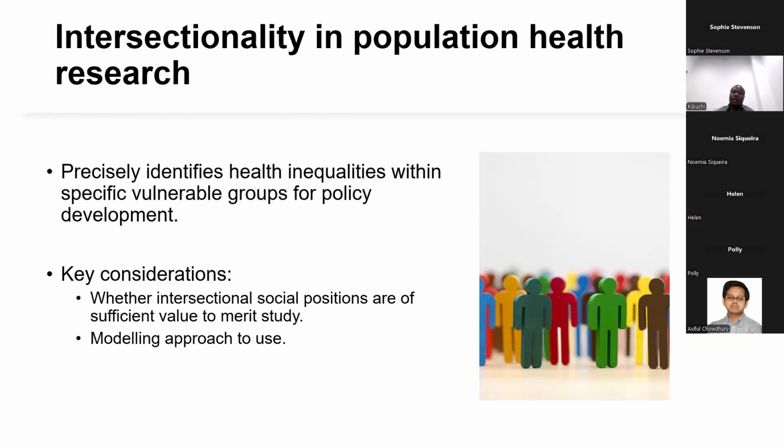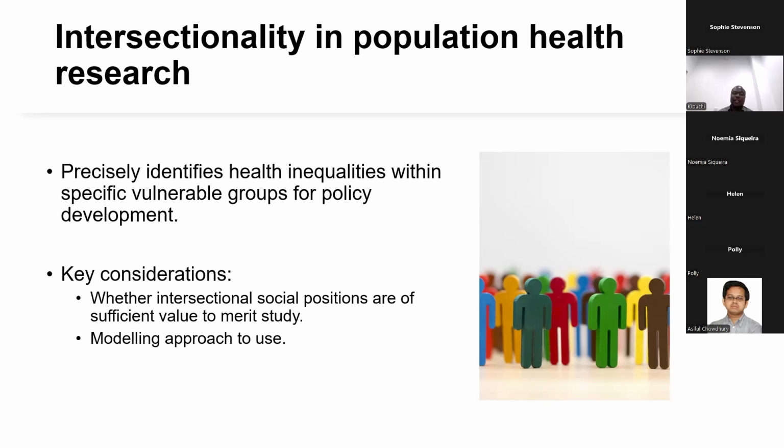But then when it comes to population health, once you have so many groups, they tend to have some issues, especially from a modeling perspective. What I mean by population health is from a socio-epidemiological perspective, quantitative rather than qualitative. The application of intersectionality mostly in population health is to understand which groups are more vulnerable, and this is for policy development and interventions. And there are two considerations which are key in terms of undertaking intersectionality in population health.